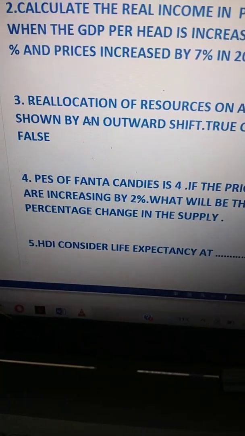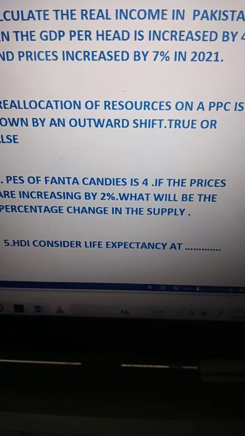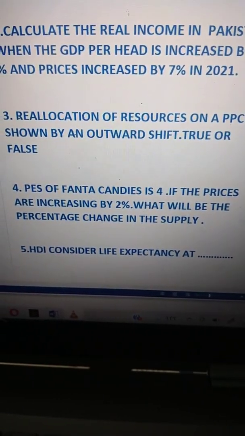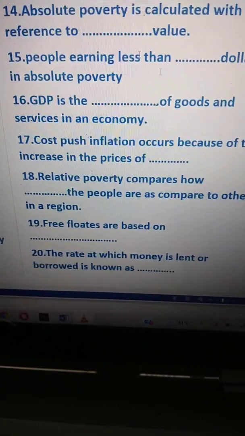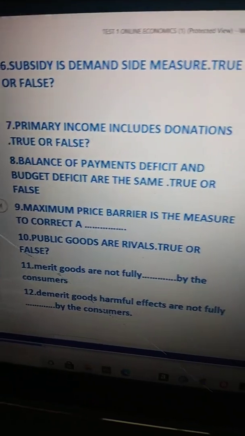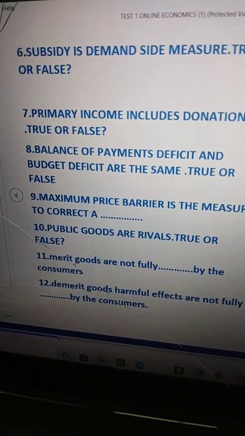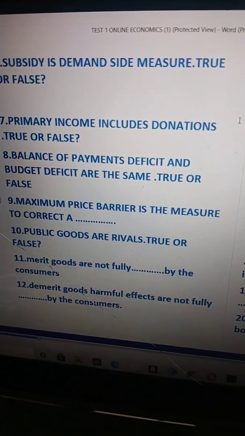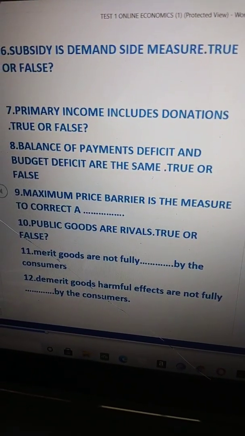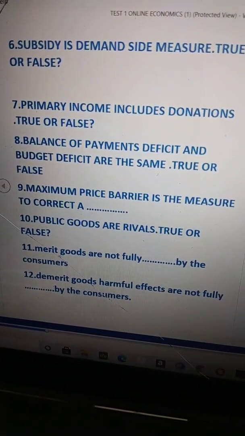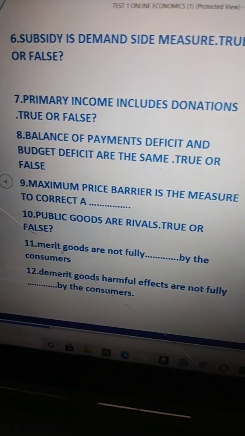Question number 5, HDI, consider life expectancy at birth. That was simple. HDI, you know, is the Human Development Index. Question number 6, subsidy is a demand side measure. True or false? It's false because it is a supply side policy. Basically, subsidy, tax, selective tax, incentives, regional policy, training institutes are all supply side policies.